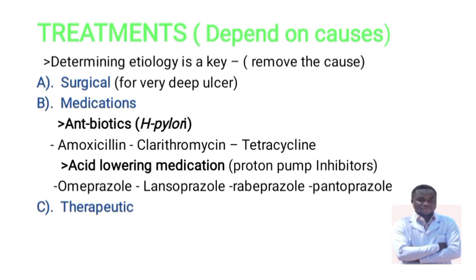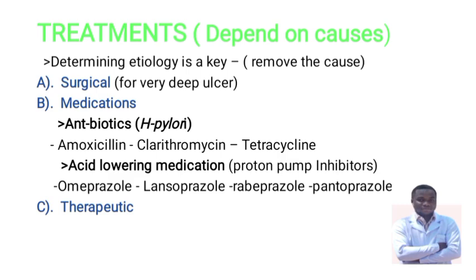The treatment of peptic ulcer disease depends on the causes. We treat the peptic ulcer disease by first looking at the causes, determining the etiology as the key to removing the causes. We can utilize three methods: the surgical method, medication, and therapeutic.